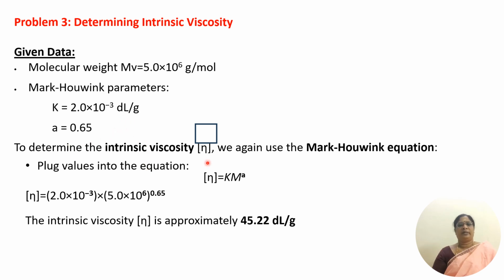So to determine the intrinsic viscosity, we use the Mark-Houwink equation, that is eta is equal to K Mv power a. Now substitute all the values given in the problem, that is K is 2 into 10 raised to the power minus 3 and viscosity average molecular weight is 5 into 10 raised to the power 6, the whole raised to the power 0.65. So the viscosity value was found to be 45.22 dl per gram, that is deciliter per gram.